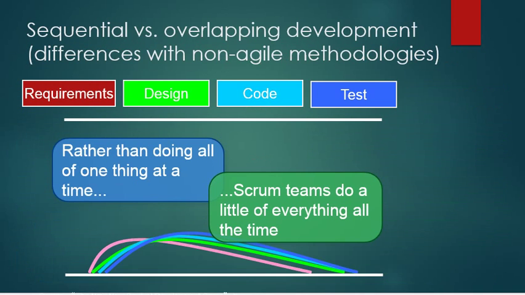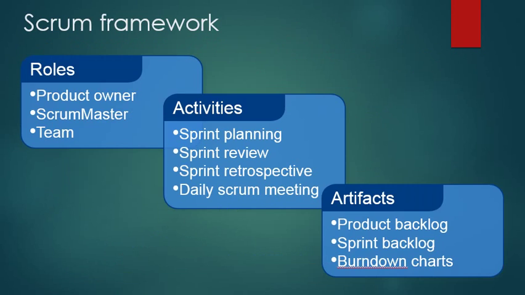Sequential vs overlapping development, or what is the difference with non-agile methodologies? Usually in the SDLC we have requirements, design, code, and tests. And rather than doing all of one thing at a time, as in the non-agile methodologies, Scrum teams do a little of everything all the time. So let's see the Scrum framework.